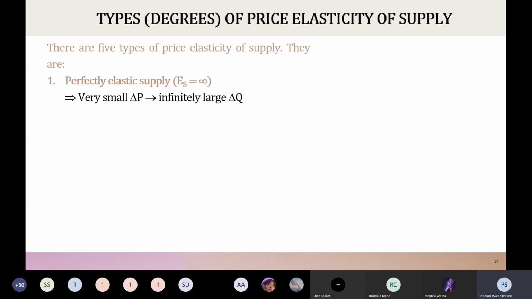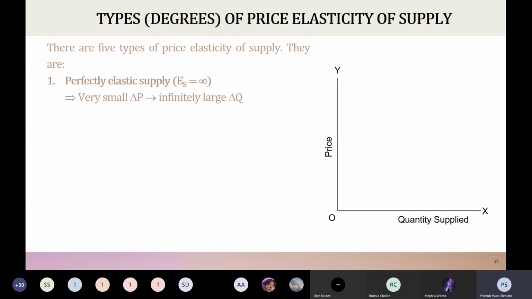So perfectly elastic supply is the case where a very small, that is negligible, change in price will lead to an infinitely large change in quantity supplied, and this can be shown with the help of a line. Look at the diagram. In the diagram, quantity supplied and price are measured along the x-axis and y-axis respectively. S1 is the supply curve, which is parallel to the x-axis, and this supply curve shows ES is equal to infinity.